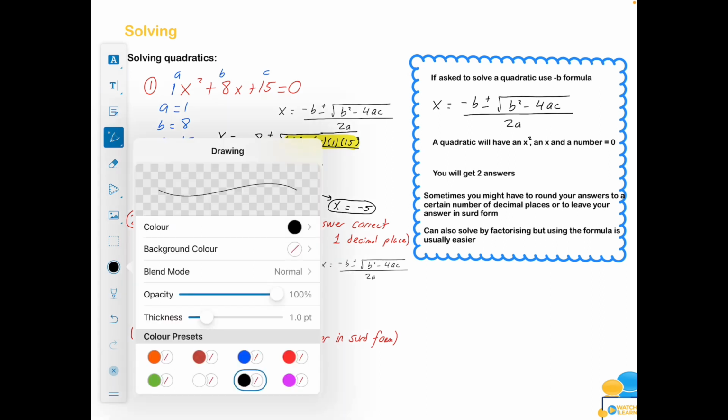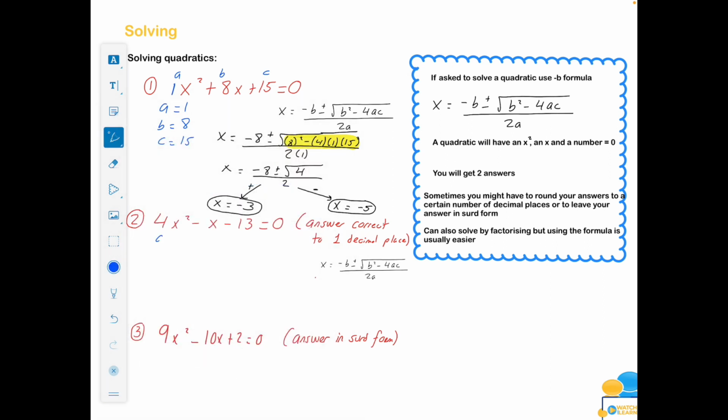So we see it's quadratic. The first thing, we'll write down our formula. Remember you can get marks for that. If everything goes wrong after that, you're still after picking up some attempt marks. So we're going to say that a is the number in front of x squared, which is 4. B is the number in front of x. Remember, we can write a 1 there, so b is minus 1. And c is the number on its own, so c is minus 13.